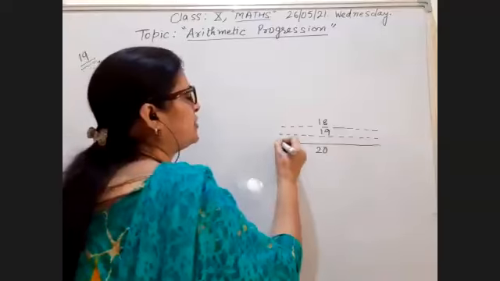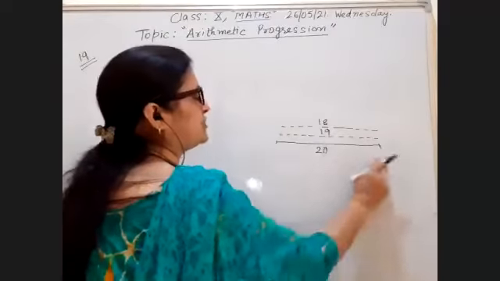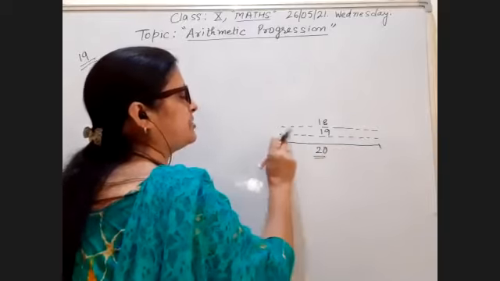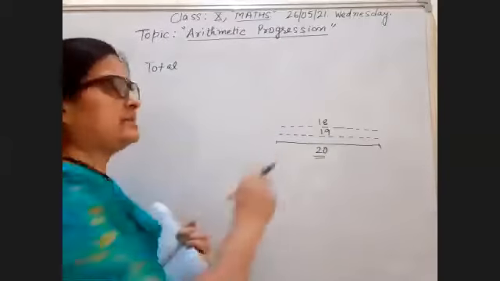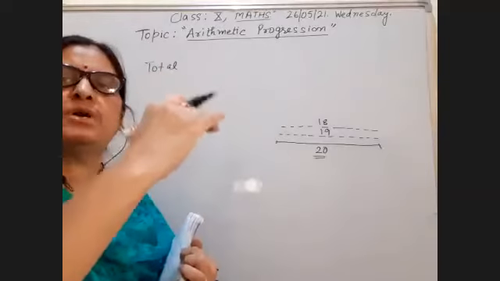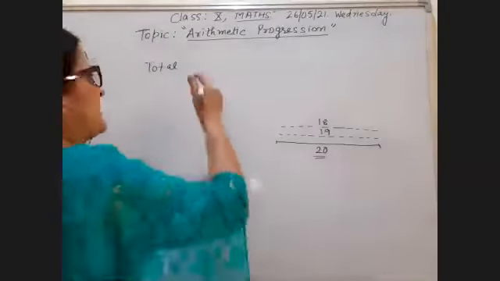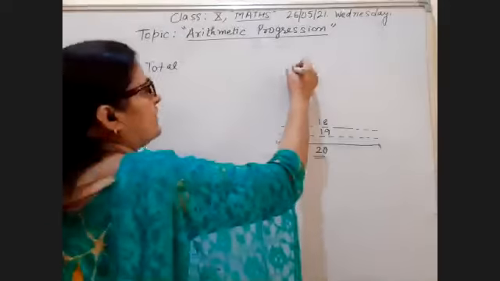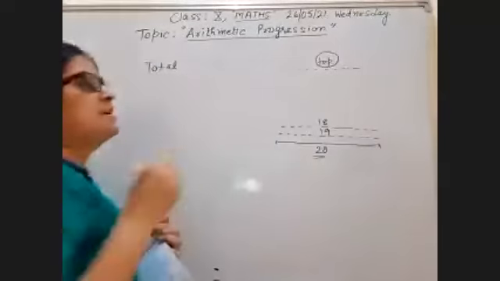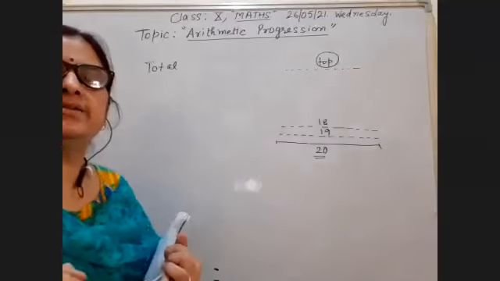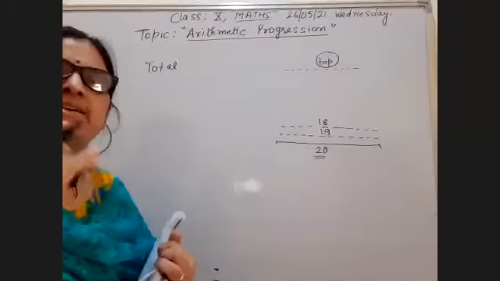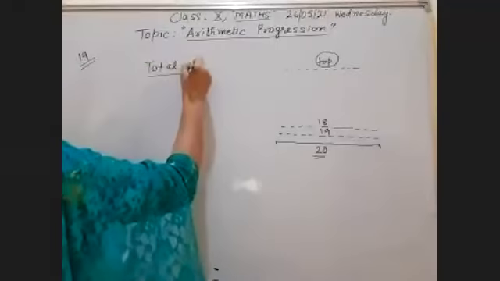In the first row it is 20, number of logs are 20, and in the second row it is 19, and in the third row it is 18, and so on. And total number of 200 logs are kept like this. You have to find at the top row how many logs are there, and total how many rows there are. You have to find.